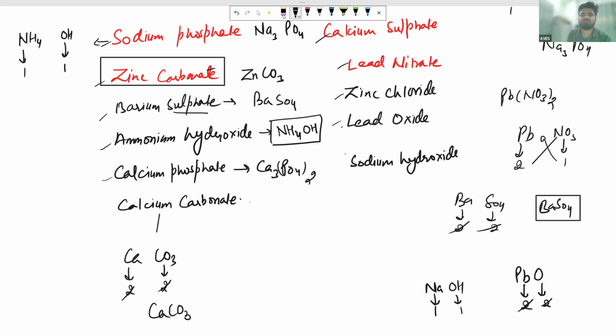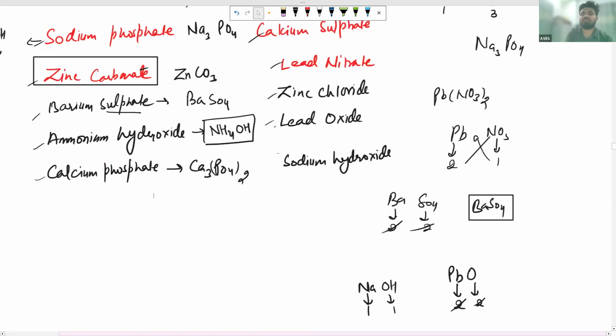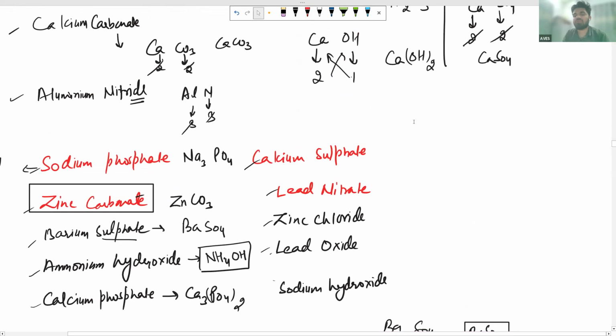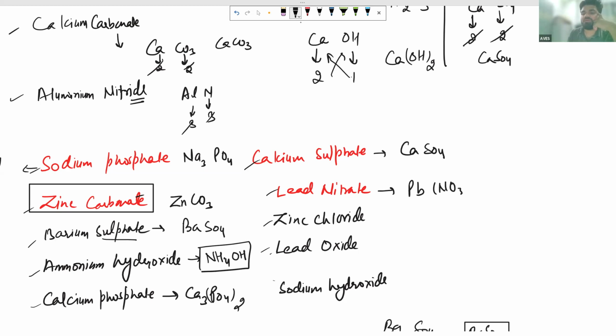What is the formula of calcium carbonate? We did this one. Okay. Tell me the formula of calcium sulfate. CaSO4. Yes, it will be calcium sulfate. Both have valency 2. CaSO4. Okay. Formula for lead nitrate. PbNO3 the whole twice. Zinc chloride.